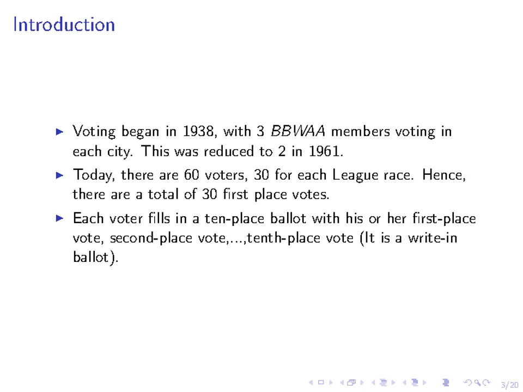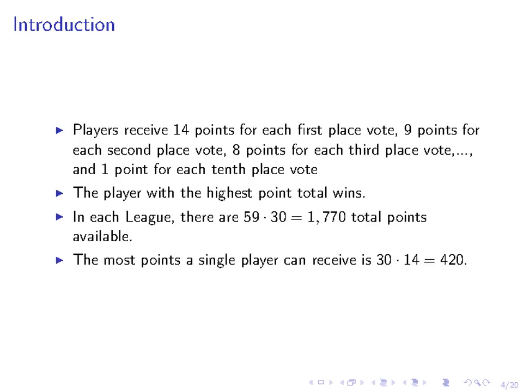Therefore, there are 30 first place votes and 30 ballots essentially for each MVP race in a year. Each voter fills in a 10-place ballot with his or her first place vote, second place vote, all the way out to the 10th place vote. It is a write-in ballot. Players receive 14 points for each first place vote, 9 points for each second place vote, 8 points for each third place vote, and so on down to 1 point for a 10th place vote. The player with the highest point total wins.